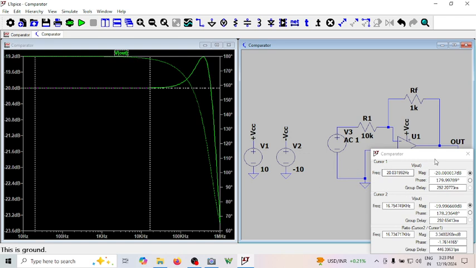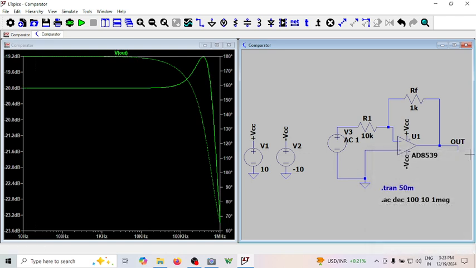Now let me do this for a non-inverting amplifier. What I'll do is I will move this from here to here, and I will use wire to make the connection. So this is as simple as that. So this is my non-inverting amplifier.